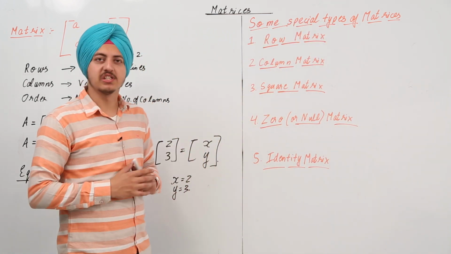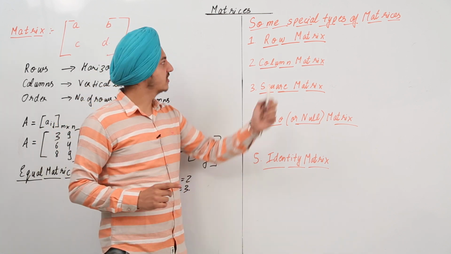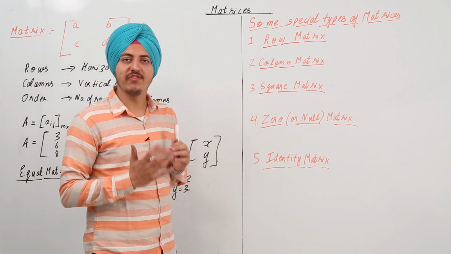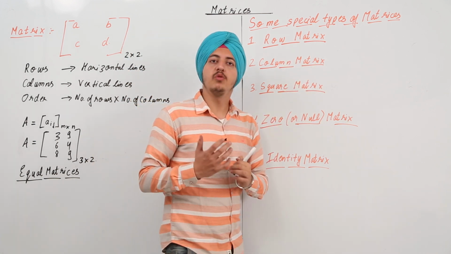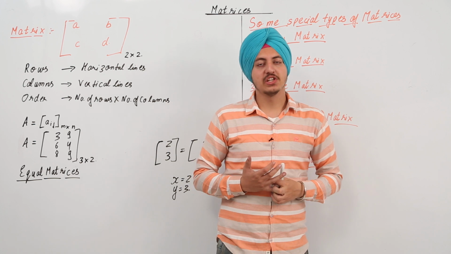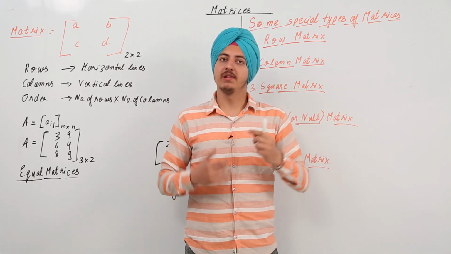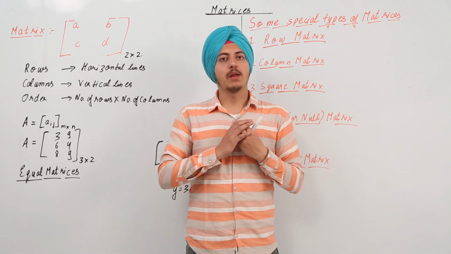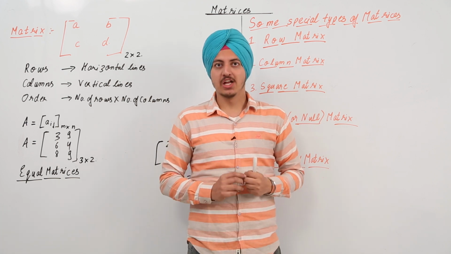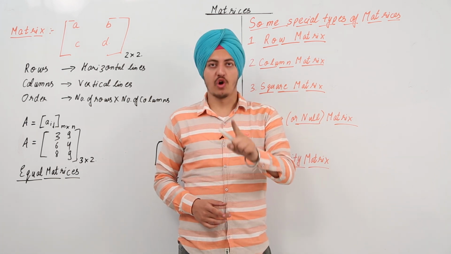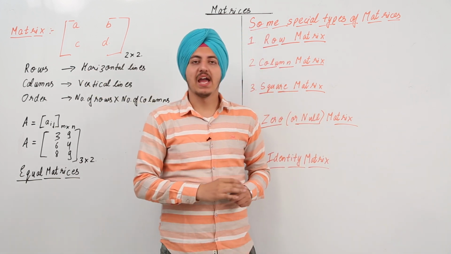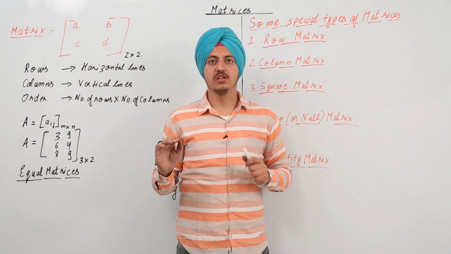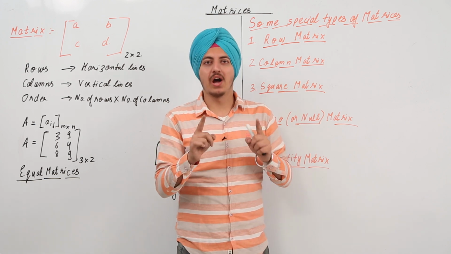So now what are the special types of matrices? First is the row matrix. The name tells you all about it. What is a row matrix? A row matrix is that matrix in which there is just one column and there can be a lot of rows. Okay, so now what were rows? Horizontal lines. Sorry, there can only be one row.